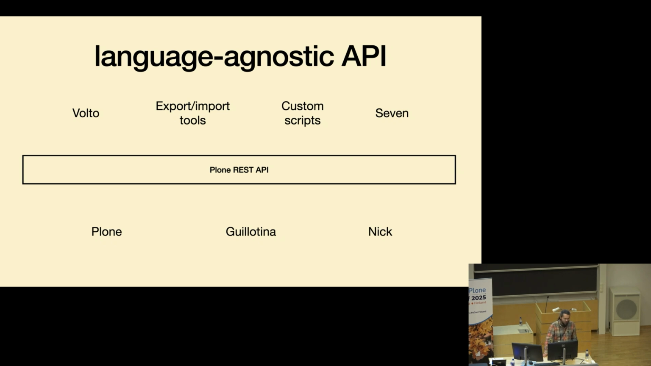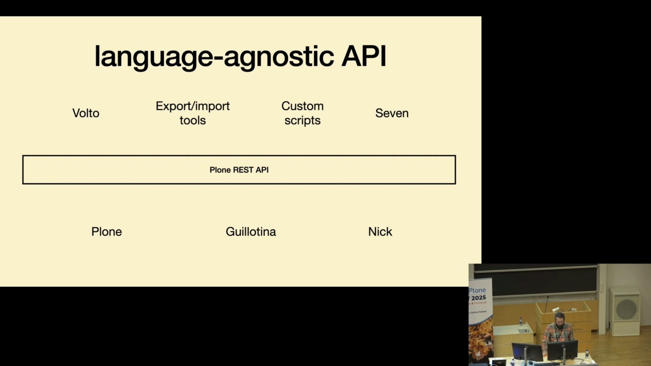Language-agnostic API. So when Plone was first created, it was in Python, and it rendered templates, and that was sort of the only way that you could build things. And we realized that it would be much more useful if you can access your content in whatever language is useful to you. So the goal with the REST API was to sort of create a layer in the middle, which is an interface between consumers of Plone and your Plone backend.